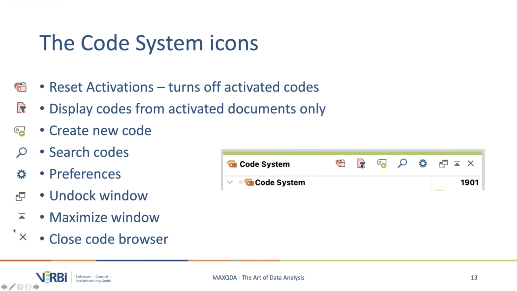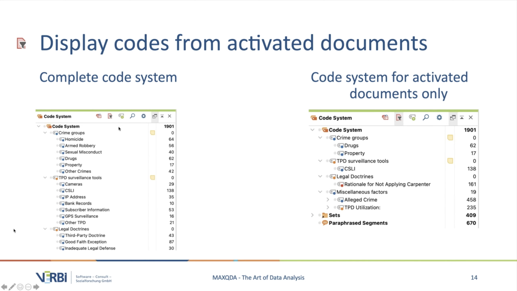And again, when you hover over these things, it'll give you the name. This is a really useful tool. I'm going to show you it in a second. Then there is another link to create a new code. There's a search tool, a preferences tool, and then an ability to undock the code system from the browser and to minimize or maximize or even close the browser. So display codes from activated documents only. Also, I'll acknowledge this is something I haven't used as much as I should.